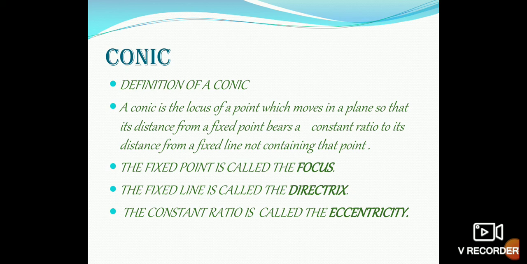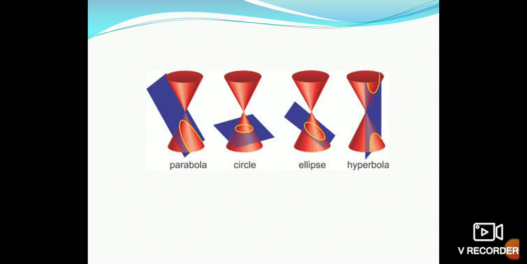Ratio means I need a fraction, and the ratio is the distance from a fixed point to the distance from a fixed line. That ratio is called the eccentricity. The fixed point is called the focus, and the fixed line is called the directrix. Now if we cut a right circular cone in this manner, we will get a parabola, circle and so on. It is just for an explanation.